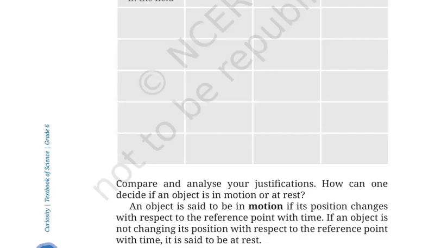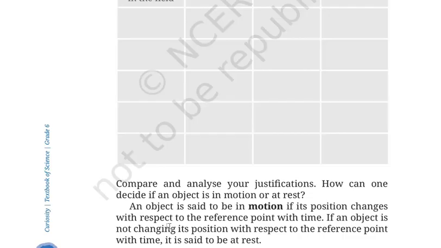When you do this activity, you will compare and analyze your justifications. How can one decide if an object is in motion or at rest? There has to be a definition of motion and rest, so that you know that this object is moving, you can call it in motion, or this object is at rest, you can call it at rest. How do you decide that? We will come to know when you go through the chapter deeper and deeper.